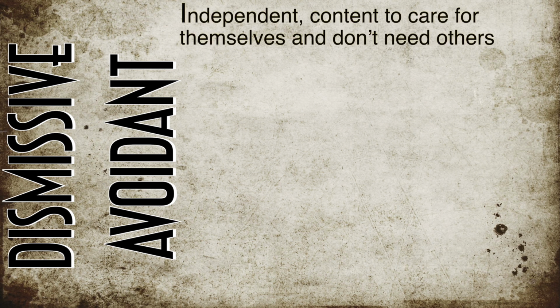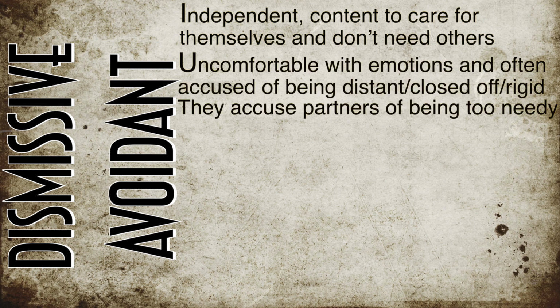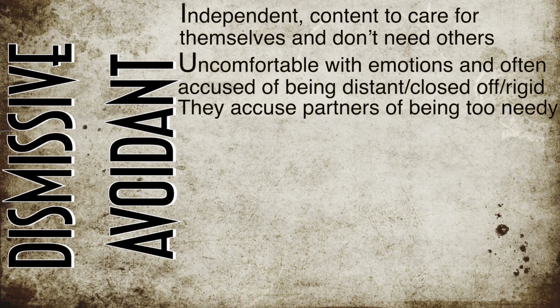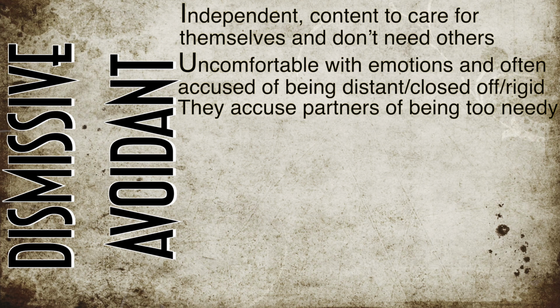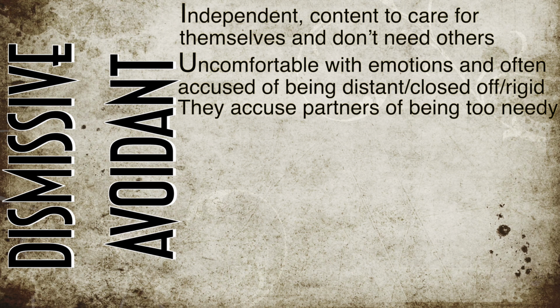On to the next one, dismissive avoidant. Usually if anything goes wrong in situations, they'll try to create space or avoid situations. But here are some of their characteristics. They're independent people, content caring for themselves and don't need others. They're uncomfortable with their emotions. Partners often accuse them of being distant, closed off, rigid, and intolerant. In return, they accuse the partner of being too needy.